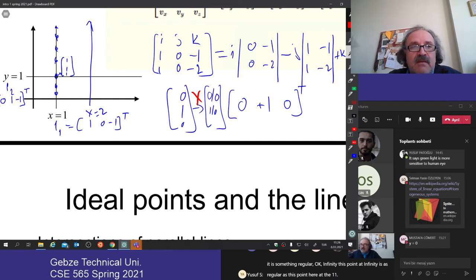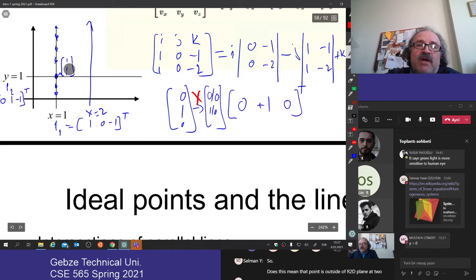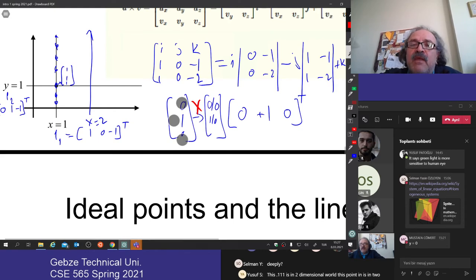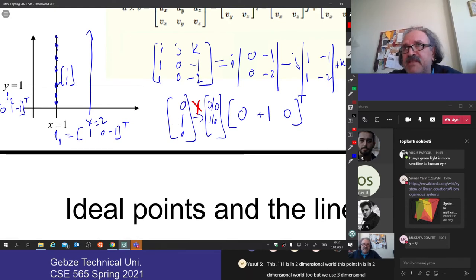Okay, good. Well, can I ask some questions? Sure. So, here we say 0, 1, 0 is at infinity, right? 0, 1, 0 should be at infinity, yeah. It's an infinity point. But this represents a point in our 3D world. Does this mean that point is outside of our 2D plane? No. This point 1, 1, 1 is in the two-dimensional world. This point is in the two-dimensional world too. But we use three-dimensional vectors to represent those points. We are still in the two-dimensional world, okay?